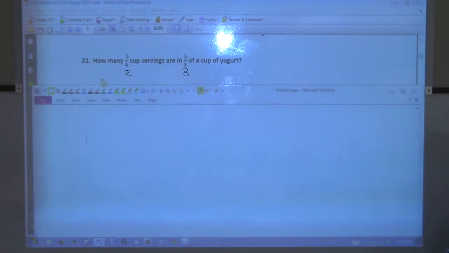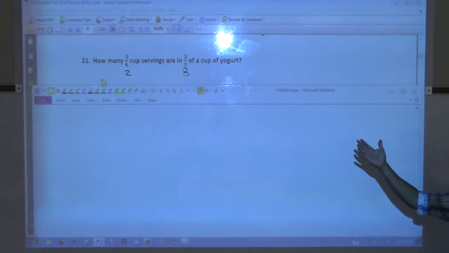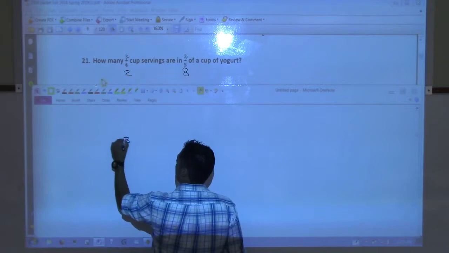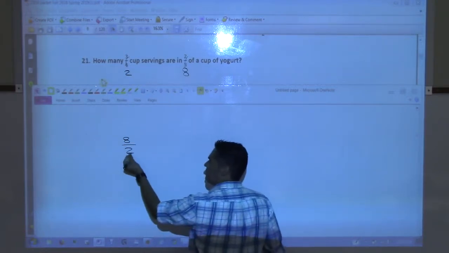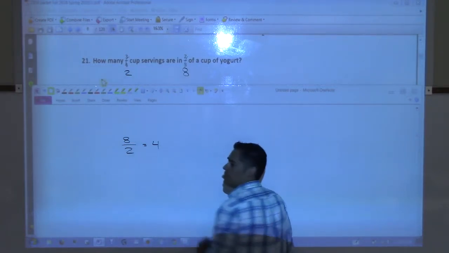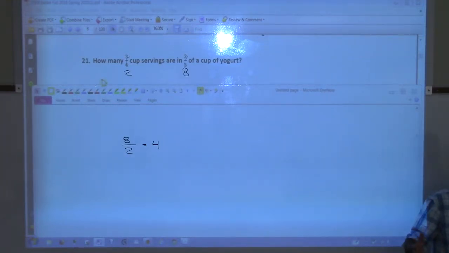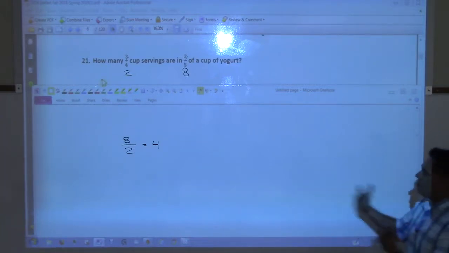So how do we say that? We're going to take 8 and divide it by 2, right? That's how you would do this problem if it were like this. Does that make sense? Okay, so if I were doing this problem, I would just go, okay, 8 cups, I'm going to divide it by 2, that's the servings. That would give me 4 servings. I would have 4 2-cup servings. Make sense? But those aren't our numbers, right? But it's the same process.